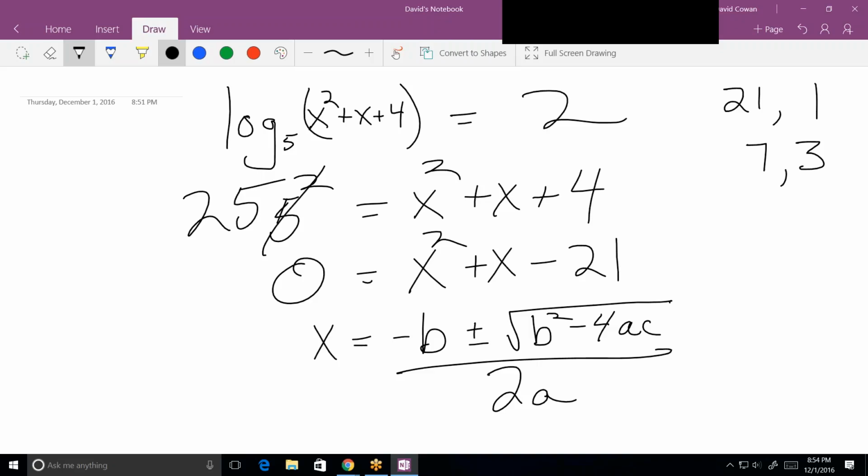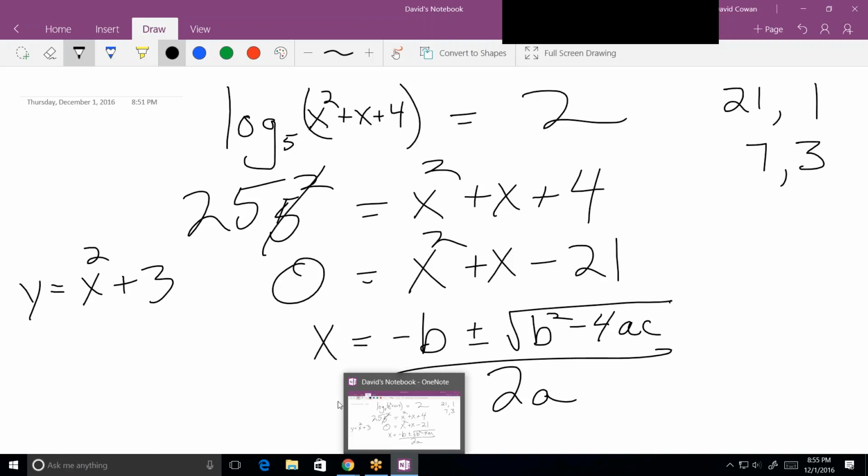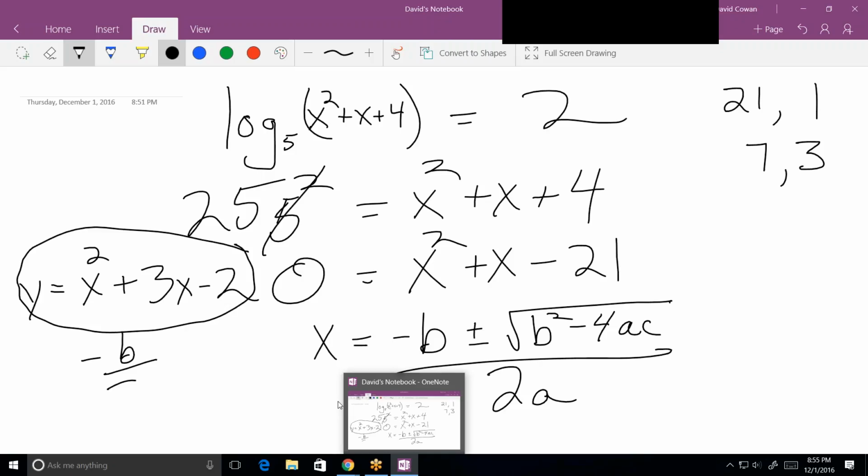Have you ever been taught to find the x-coordinate of the vertex by minus b over 2a? If I gave you a quadratic and I said find out where the vertex of that parabola is, let's say x squared plus 3x minus 2, the quickest way to get it is to use minus b over 2a, which would be minus 3 over 2. There's the x-coordinate of the vertex, instantly, almost.